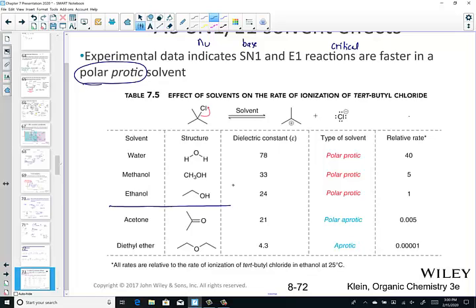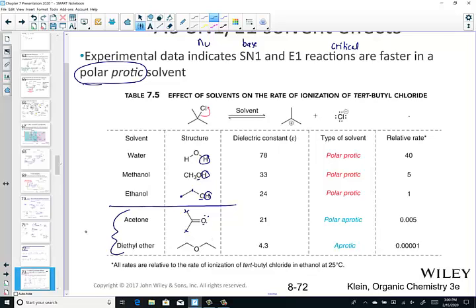For example, here's a water molecule, HOH. It's a protonated structure. It's polar with a proton on the electronegative element. Methanol has a proton attached to an electronegative element. Same with ethanol. The proton is on the electronegative element. Those are all protic solvents. Acetone, even though it still has hydrogens, they're non-polar bonds on the carbon, so it's an aprotic solvent. It's still polar, but there's no hydrogen on the electronegative element.